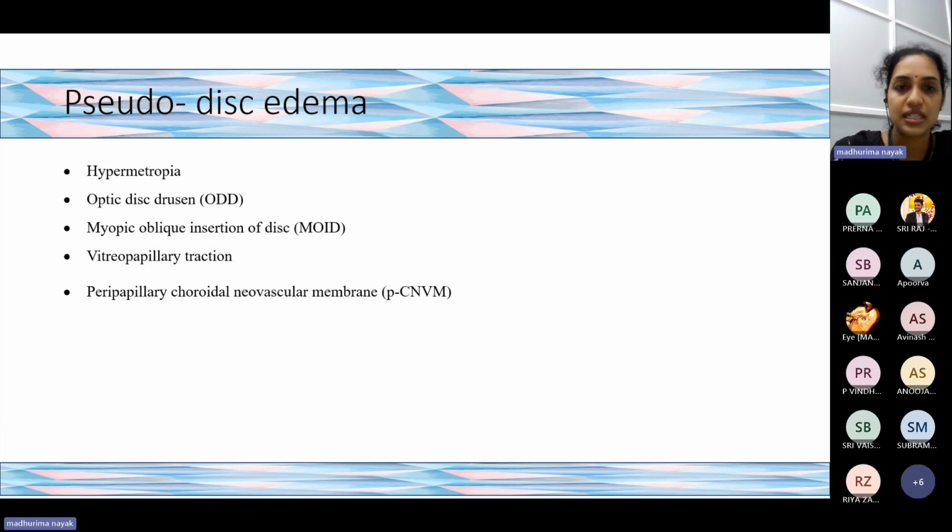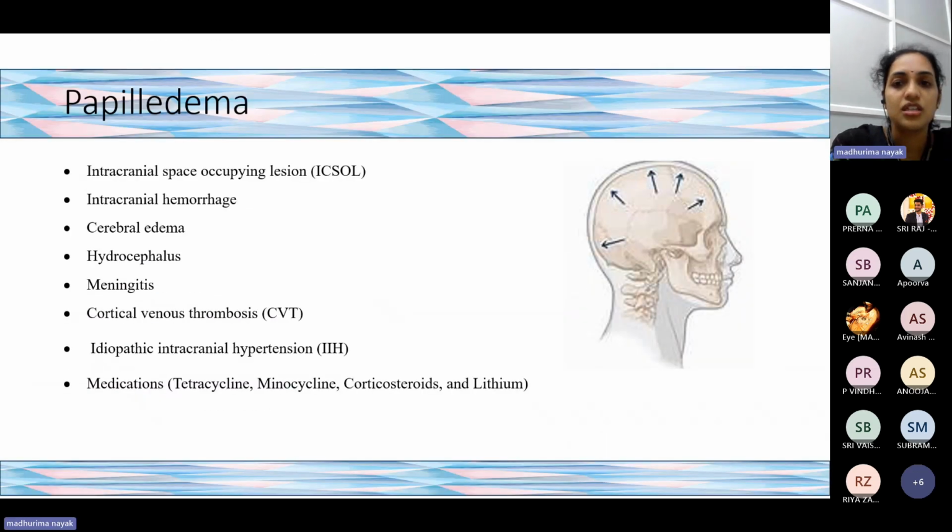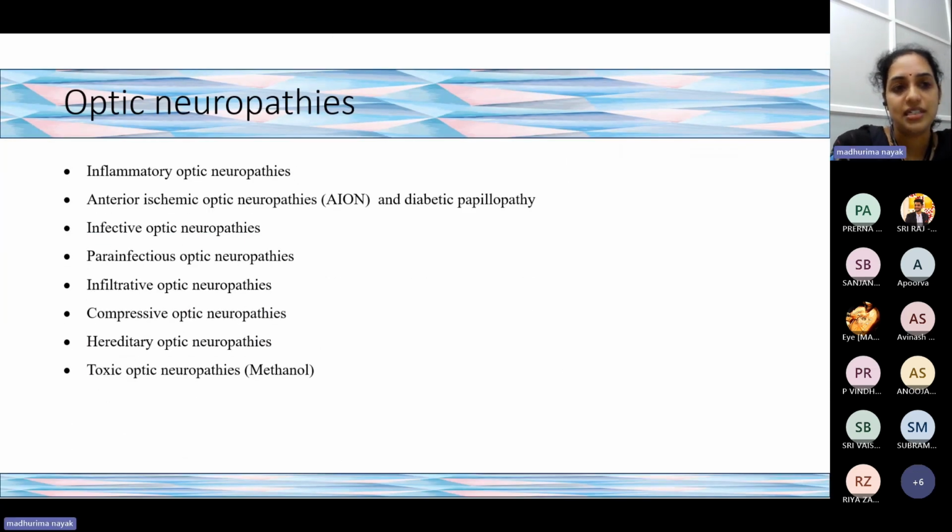I'll discuss each of these in detail. These are the causes of papilledema. ICSOL and IIH should be given due importance because these are the common ones we are dealing with. The next is the causes of optic neuropathies, which include inflammatory optic neuropathies and ischemic. I have written anterior here because posterior ischemic optic neuropathies do not cause any manifestations of the disc in acute stages. Infective optic neuropathies and parainfectious.